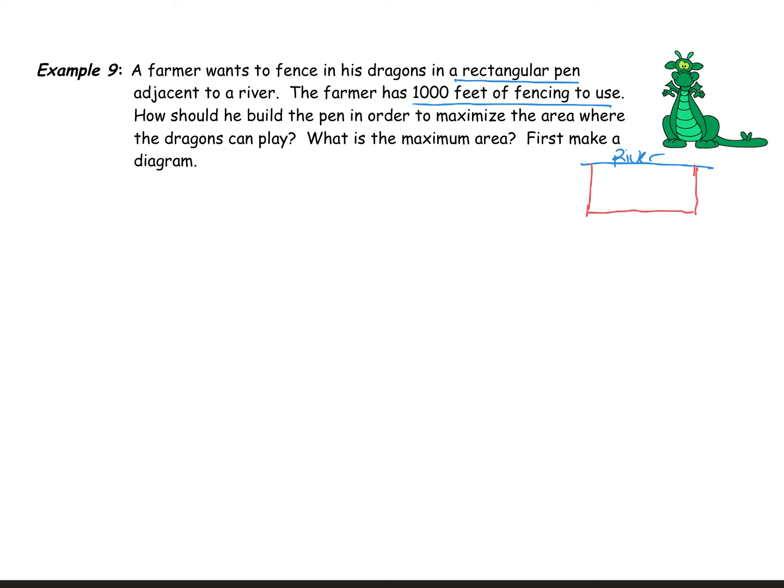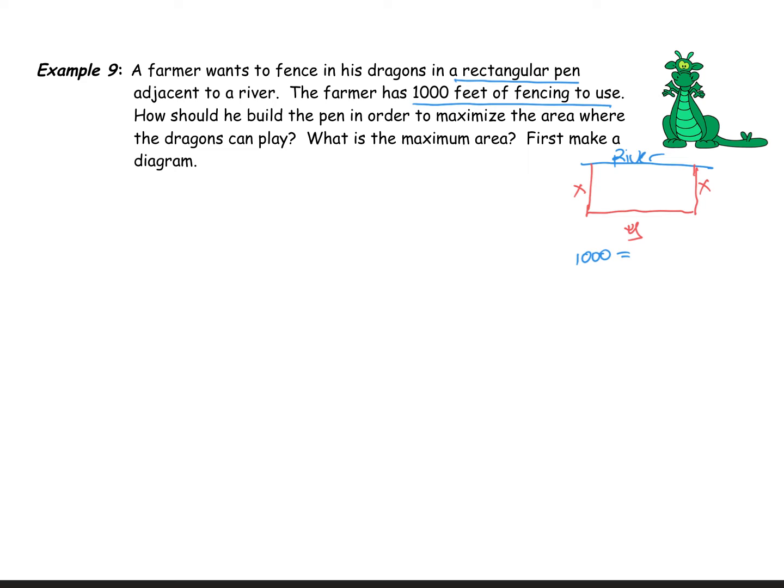And I'm going to label the sides of my pen. I'm going to use the variables x and y. And for some reason, these dragons won't cross the river, so we don't need to fence in that portion of it. So the constraint that we're given is that he's going to use 1,000 feet of fencing. So I know that 1,000 is going to be equal to the length of the fencing that we use. So that is going to be 2x for these two sides plus y.